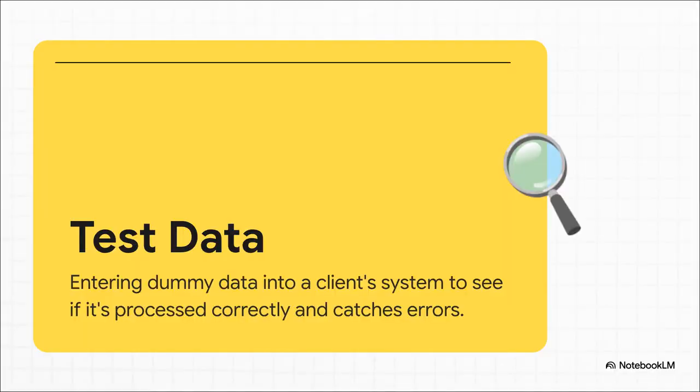So what exactly is test data? The best way to think about it is like being a secret shopper for a company's financial system. An auditor will intentionally feed it dummy transactions, things like an invoice for $1 million when the approval limit is only $10,000, just to see if the system catches it. It's a really direct way to check if the built-in controls are actually working like they're supposed to.